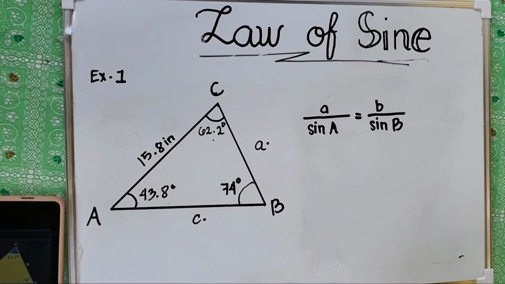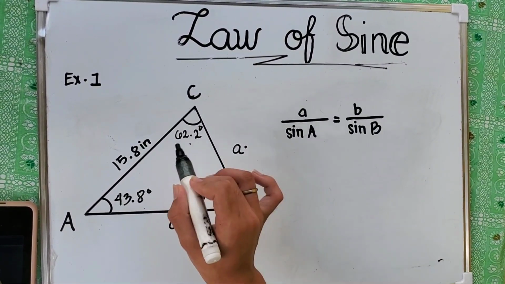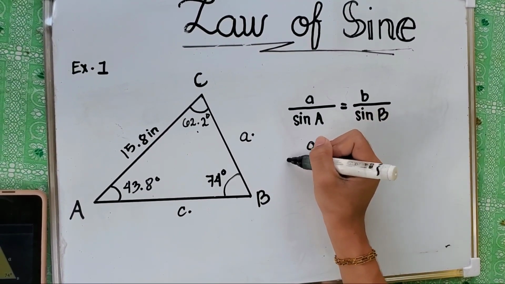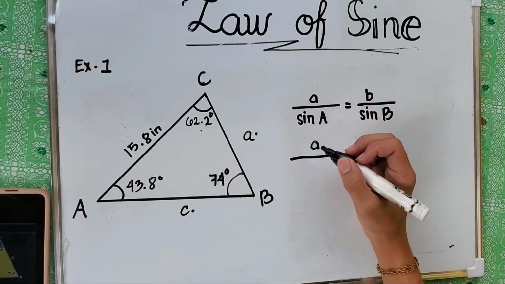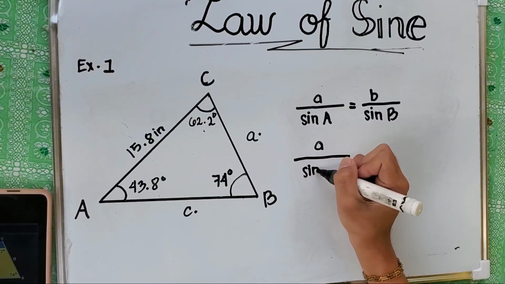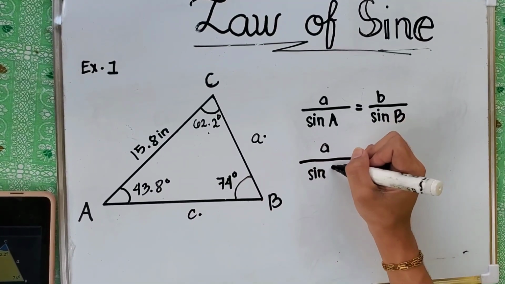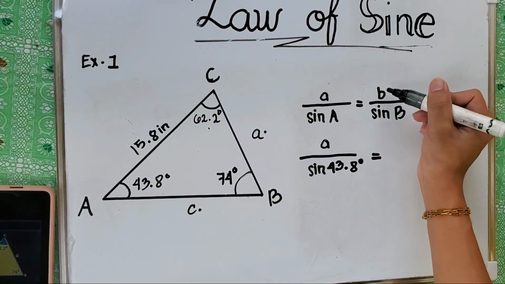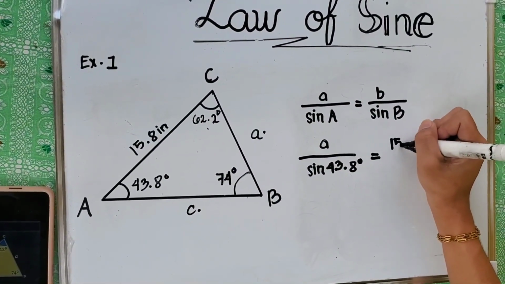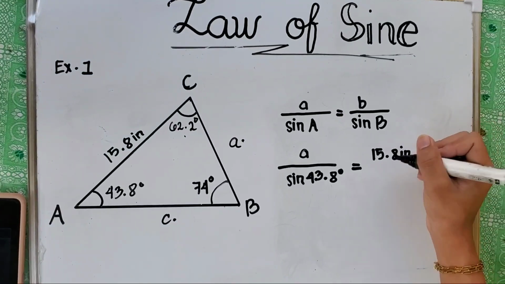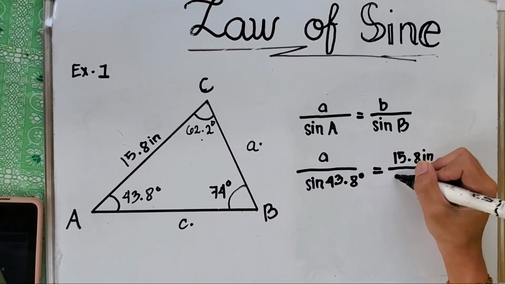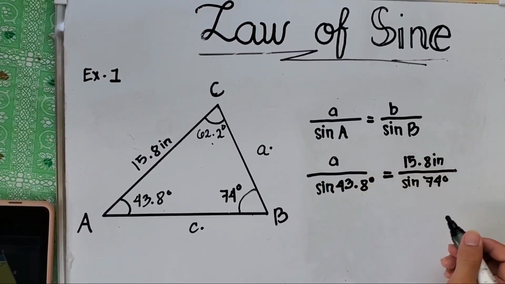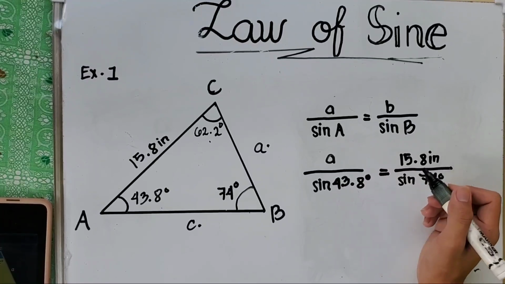The next step is to substitute the given values from this triangle into this formula. Since side A is unknown, we just copy the letter A. For sine A, since we have the value of angle A here, which is 43.8 degrees, it is equal to side B, which is 15.8 inches, over sine B. The value of B is 74 degrees. To get the final answer, we need to cross multiply.